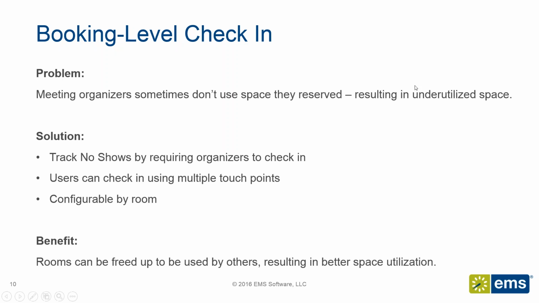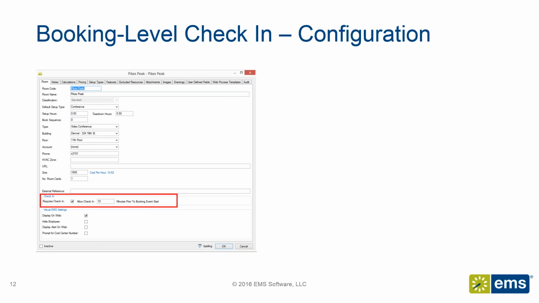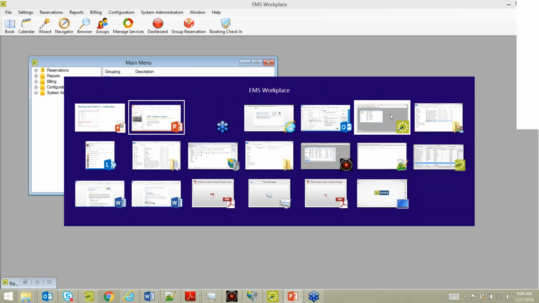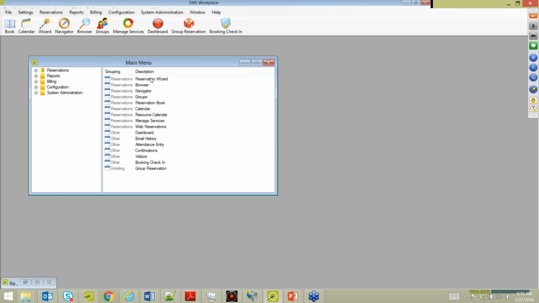So we can see here tracking no-shows by requiring organizers to check in. We can check in from multiple touch points, and we will run through that. And the configuration is done at the room level. So let's actually take a look at that. You can see right here in our screenshot that we have added this check-in functionality down here at the bottom, requiring the room to have that check-in functionality, but also supplying a time threshold that is configurable at that room level. So let's actually take a look in the EMS client where that is configured.